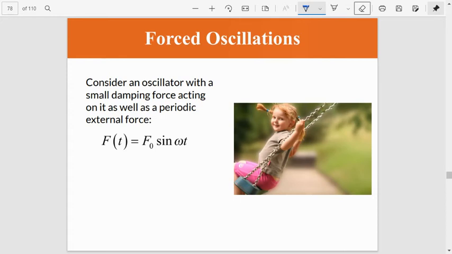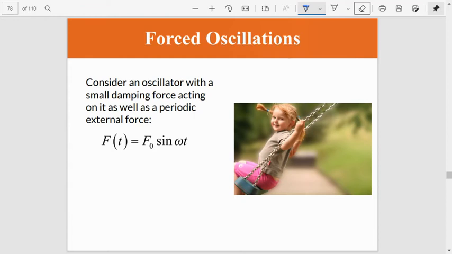So let's consider an oscillating system where it's damped. It's losing mechanical energy. There's a restoring force trying to make it oscillate, but it's losing to friction or to drag. So now we're going to add one more force acting on the system, an external force, and it's going to be periodic. So this force will vary with time, that's why it's a function of time. There's a coefficient for the maximum force that can be applied, and then a sine term to account for the fact that its value increases and decreases over time.